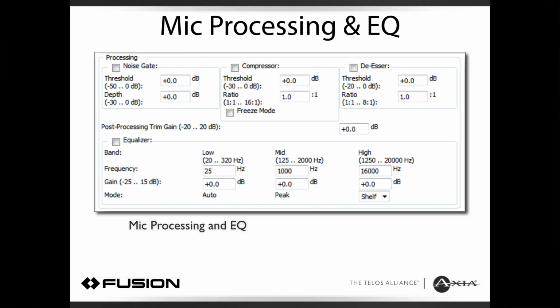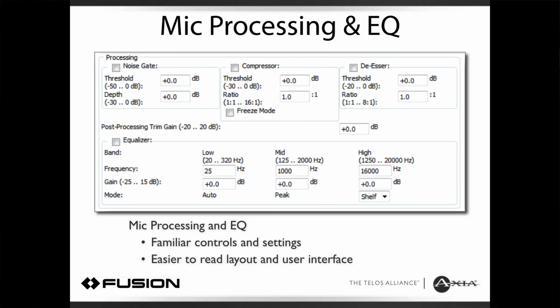So you can easily, on the screen here, set up the processing, the threshold and depth of the noise gate, same for the compressor, and the de-esser, and post-processing trim as well. Plus you can set up the 3-band parametric EQ right here. Familiar controls and settings, and again, it's an easier to read layout and user interface.